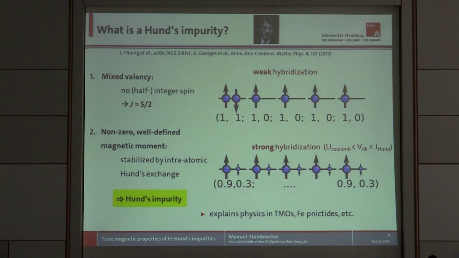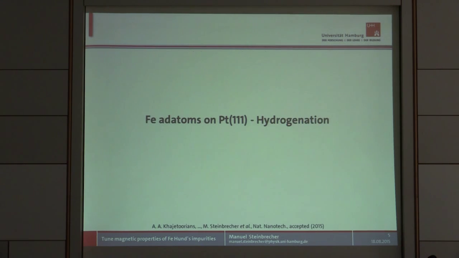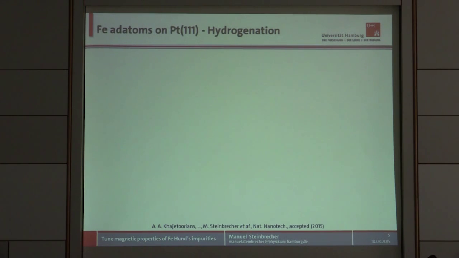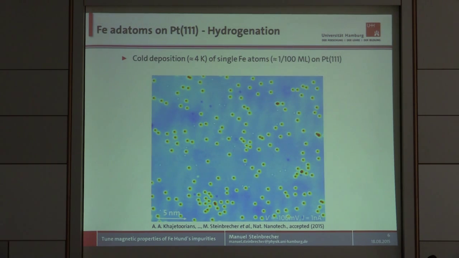So with these two necessities, we end up with a Hund's impurity, which is basically the smallest picture of a Hund's metal, which is important to explain several physics. So first, let me explain now what happens when we put iron atoms on a platinum surface.